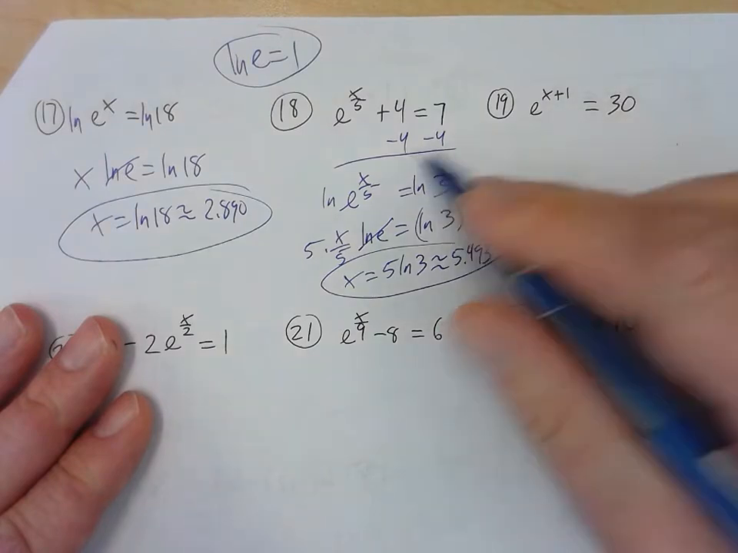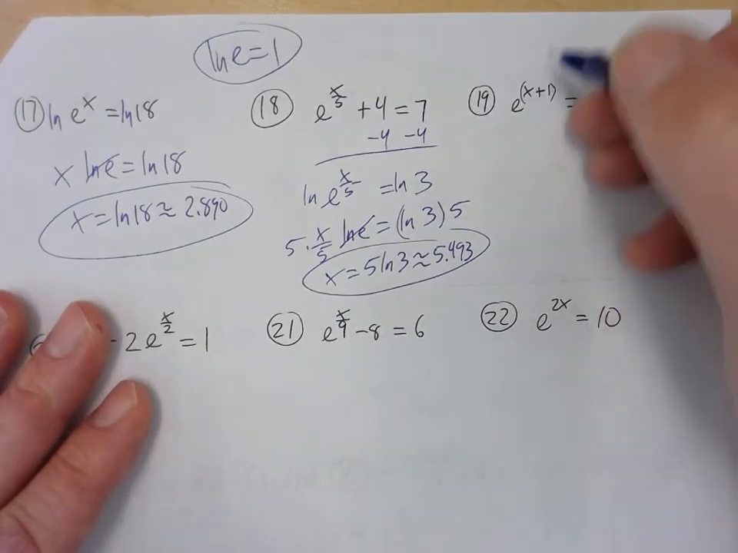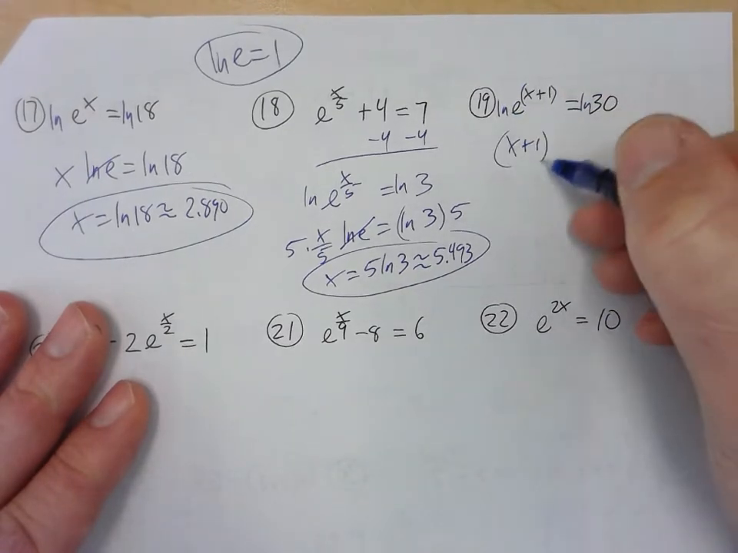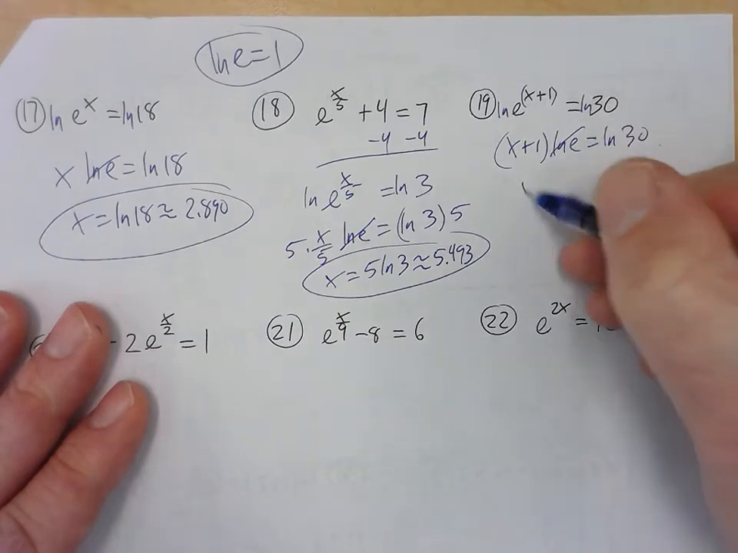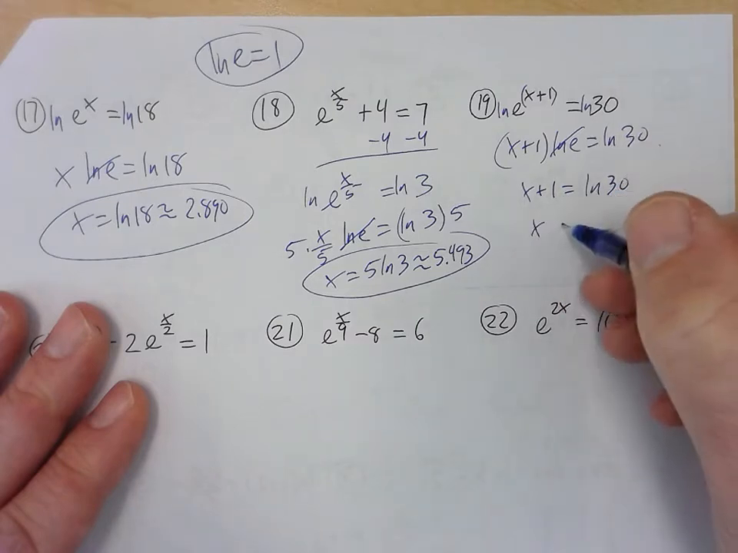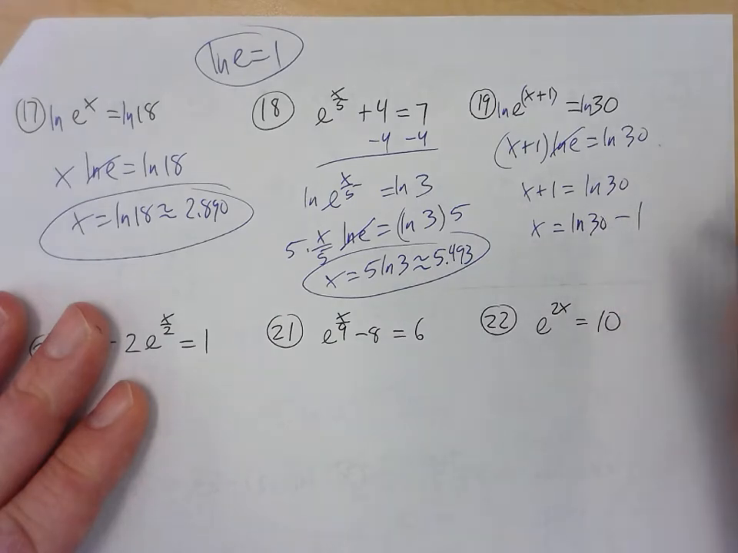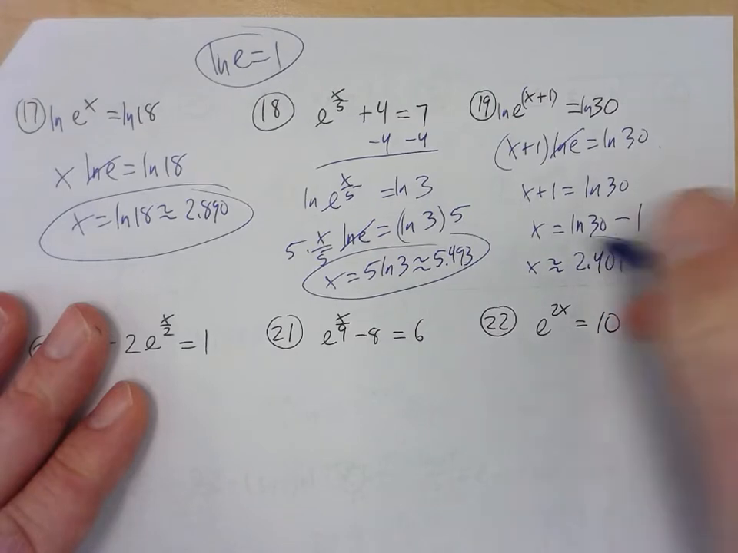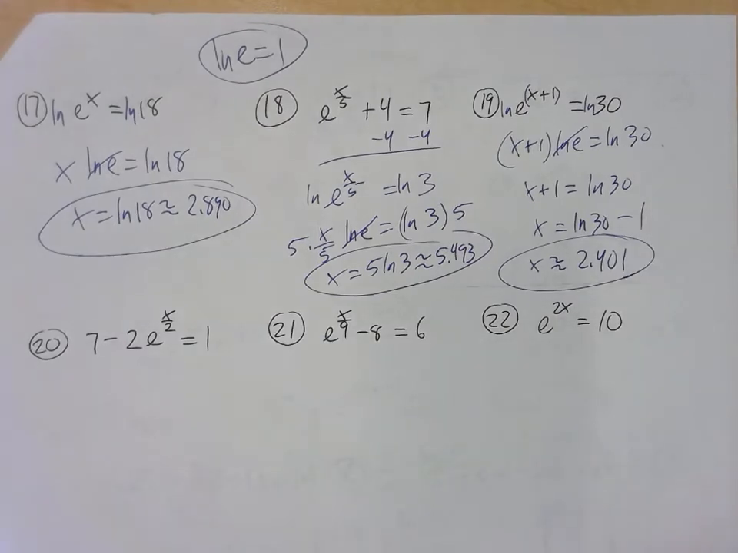This one here, I don't have to change anything first, but I do have to take care of this. But that's protected. I'm not allowed to touch that until I bring it down. So take the natural log of each side. x plus 1, natural log of e is equal to the natural log of 30. That's 1, so it's x plus 1 is equal to the natural log of 30. Move the 1 over by subtraction: natural log of 30 minus 1. Typing this into the calculator, x is approximately equal to 2.401.